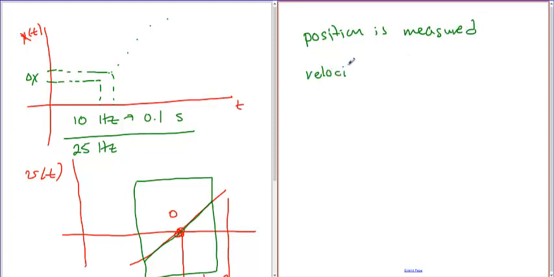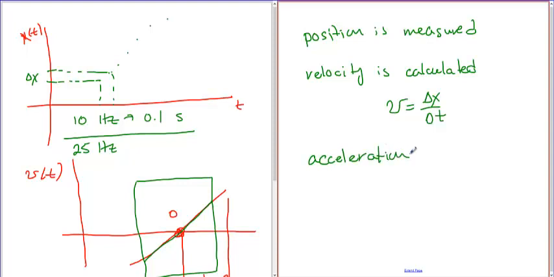Velocity is calculated. Velocity equals delta x over delta t. Now, you can also plot acceleration. We're not going to do that because I'll tell you in a second why. So acceleration is calculated as well. The acceleration is the change in velocity divided by the change in time. So once we calculate the velocity at given times, we can then take that change in velocity between 2 times and divide by the time.